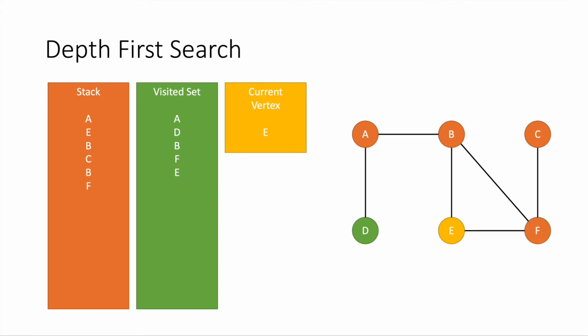We now skip to the next unvisited item, C. We add C to the visited set and add its neighbors to the stack. We now skip to the next unvisited item, which there is none, which completes the depth-first search.